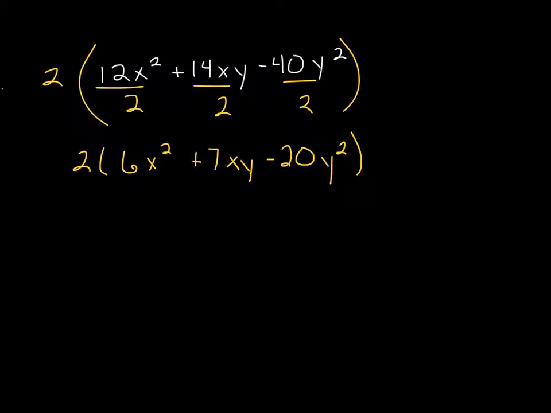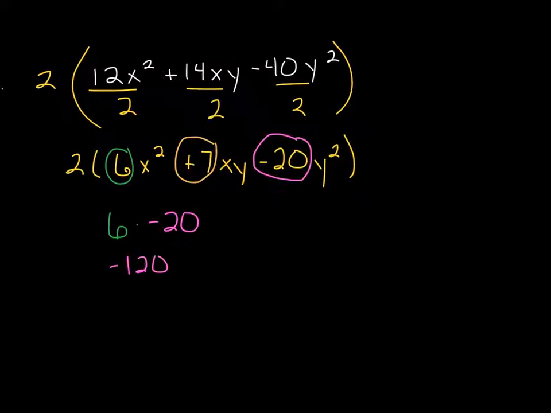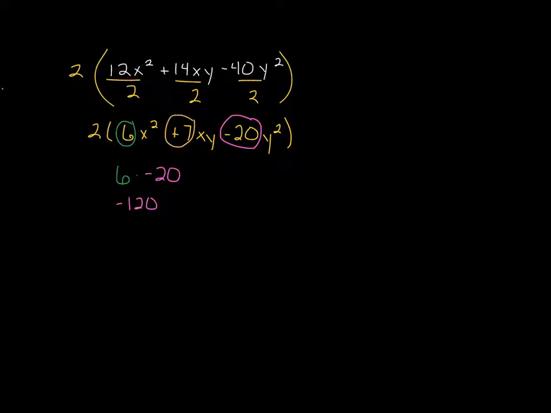So now we can identify A as 6, B as plus 7, and C as negative 20. And then A, which is 6, times C, which is negative 20, gives me negative 120. So now we'll list the factors of negative 120. And since it's negative, we do want our signs to be different, and the larger number is going to be positive, so that when we add, we get a positive.